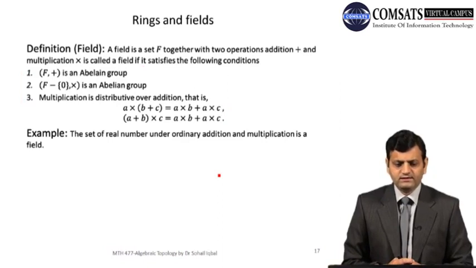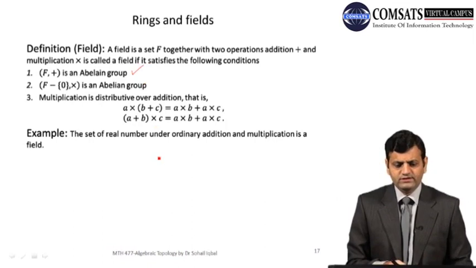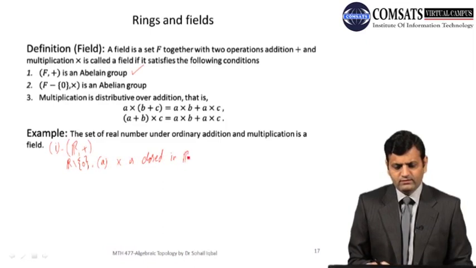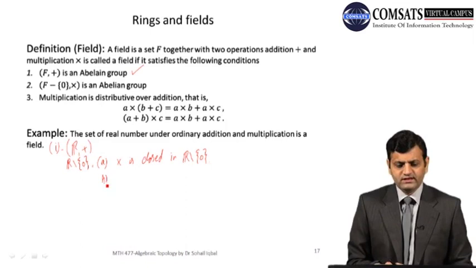So we have already seen that this set of real numbers is a ring. So what are the extra conditions that need to be satisfied if we want to show that this is a field? So the first condition is satisfied because it is common in the definition of ring and field. So F should be an abelian group under addition. We have already seen that R is an abelian group under this binary operation of addition. So the first condition is satisfied. What about this second condition? We have already seen that the set of non-zero real numbers under this multiplication is closed in R minus 0. So in other words, if I multiply any two non-zero real numbers, then I will get a non-zero real number.